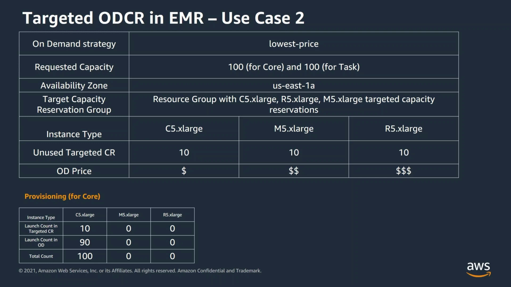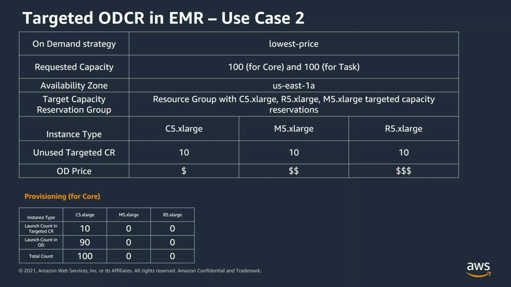During provisioning of the requested capacity for 100 core nodes, EMR will attempt to fulfill all the core nodes with a single instance type from the unused targeted ODCRs. As the unused targeted ODCRs for any instance type is not sufficient, EMR will fall back to provisioning the core nodes with on-demand capacity. So EMR will sort the instance pools based on the lowest price. And since C5 extra large is the lowest price and it has greater than or equal to 100 on-demand nodes available in US East 1A, EMR will fulfill all of the 100 core nodes using C5 extra large.